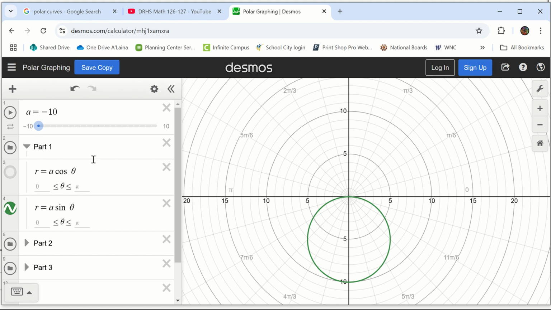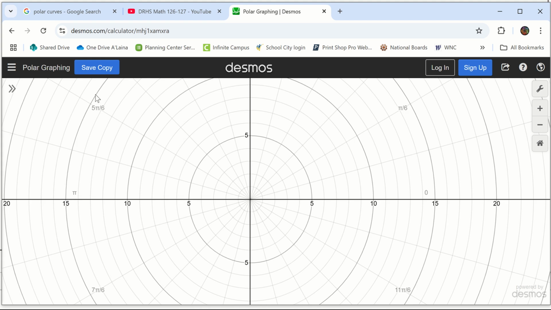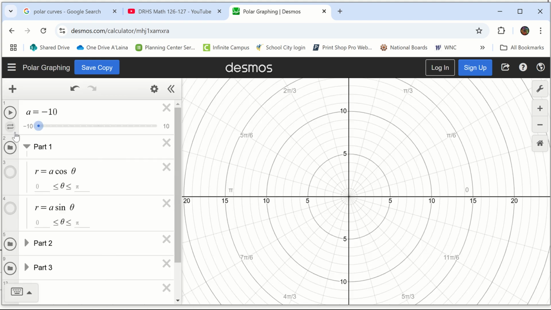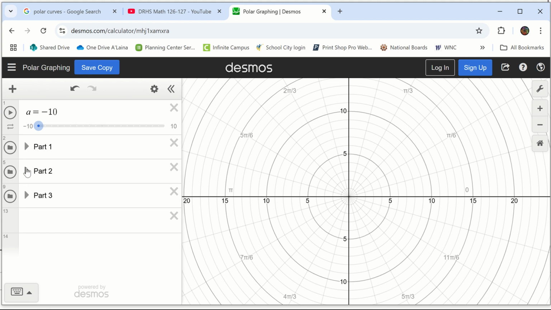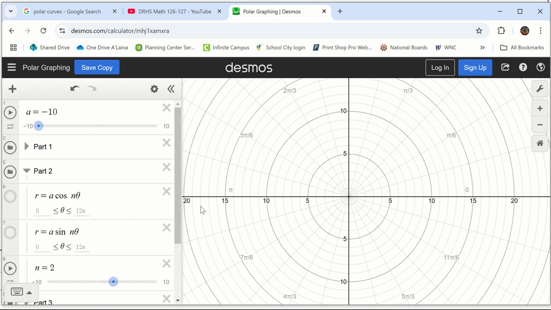So following the directions, I'm going to turn that graph off so nothing is being graphed. And I'm going to close up this folder here. So I'm just going to close that. Oops, I guess I closed the wrong thing. Let me close part 1. So I'm going to shrink that down. And part 2 is what I'm going to be doing on the next page.